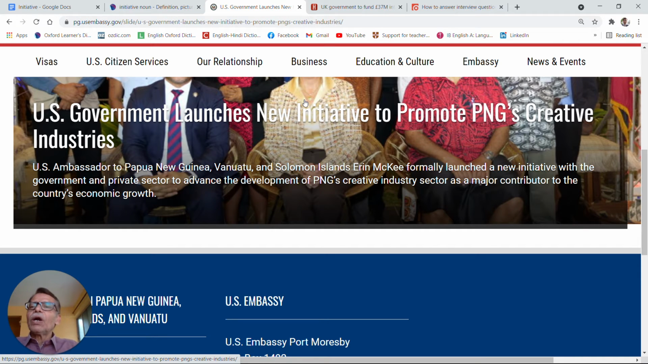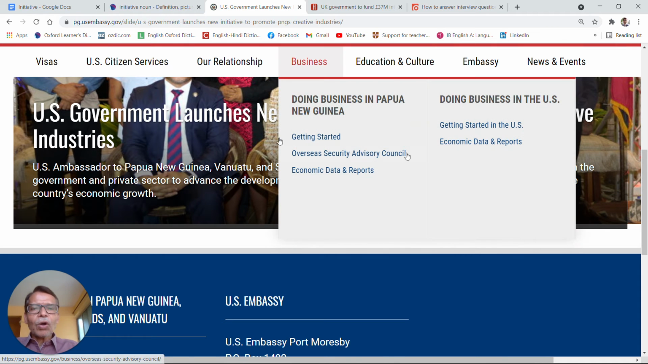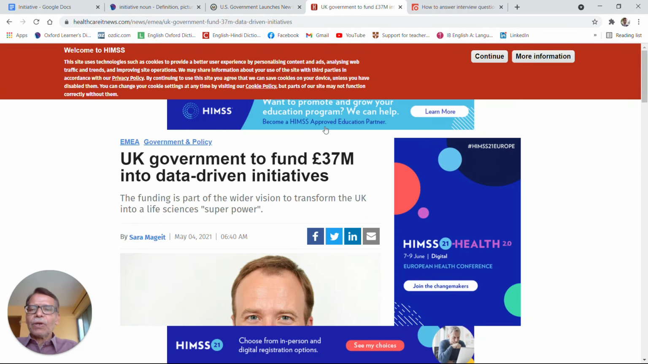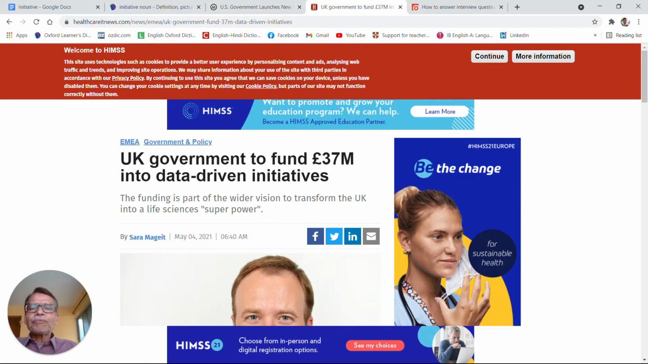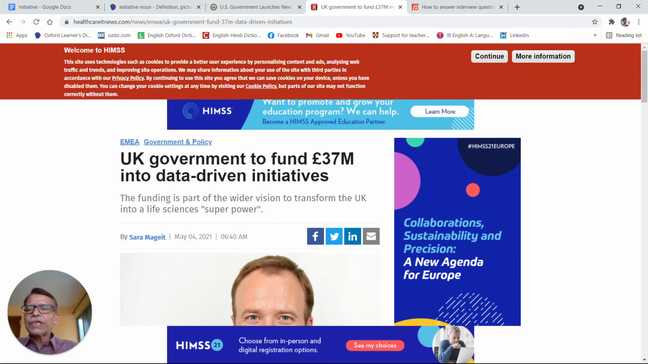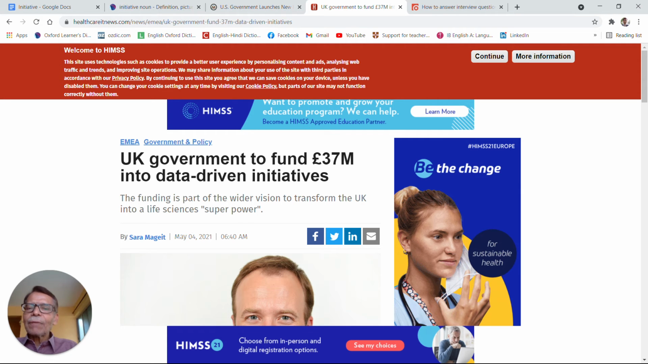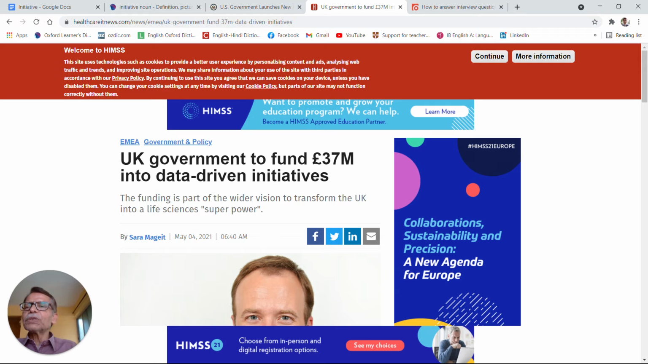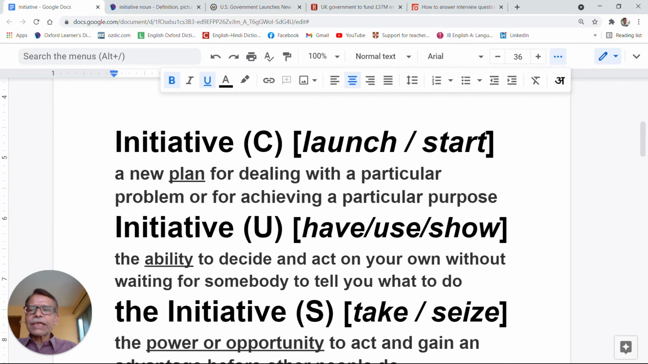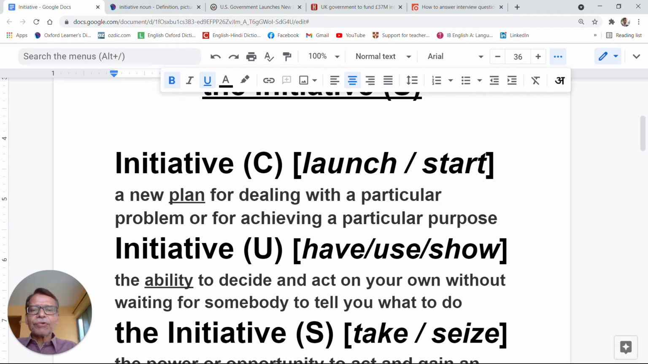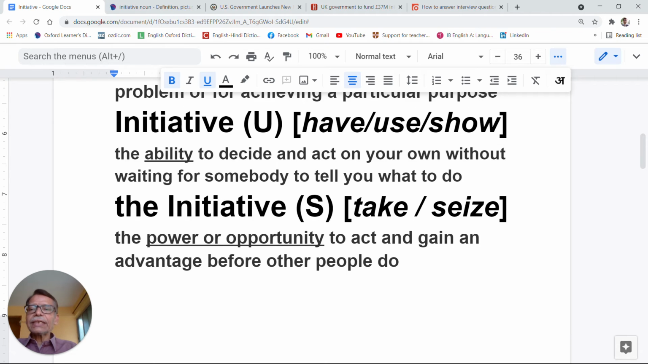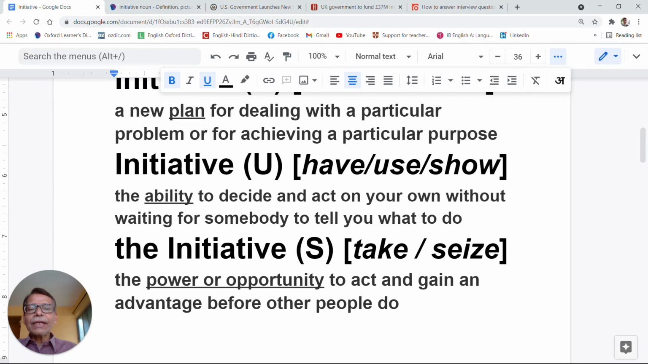A new initiative. Now, in case you are keen to see some authentic literature using its plural form, no problem. UK government to fund 37 million pounds into data driven initiatives. So remember, these are the use examples of initiative, which is the first category as a countable noun, and you must use the verb launch. Now let us look at the second category, initiative, which is an uncountable noun. And again, here also you cannot use the verb take, but unfortunately you come across the use of take, but the correct verbs are have, use, or show.